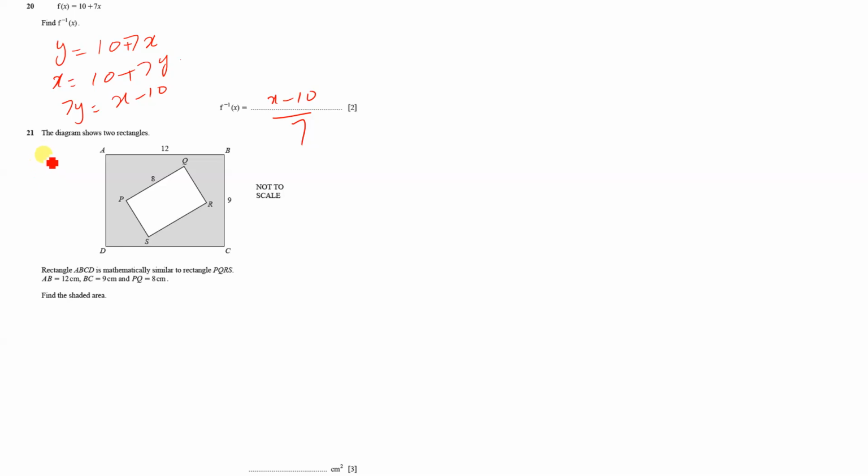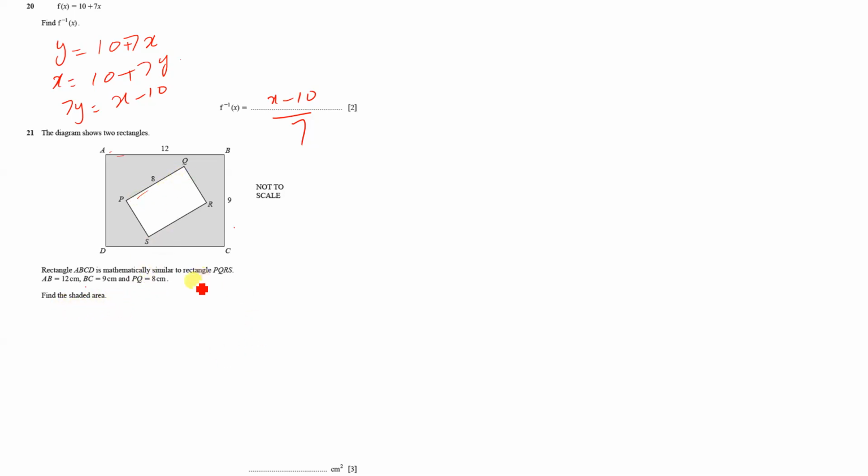Question number 21. The diagram shows rectangle ABCD, which is mathematically similar to rectangle PQRS. ABCD is the outer rectangle and PQRS is the internal rectangle, and both are similar. We have a few lengths: AB is equal to 20 centimeters, that is this one. BC is 9 centimeters. PQ is 8.